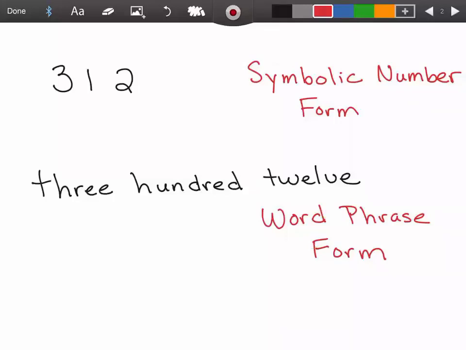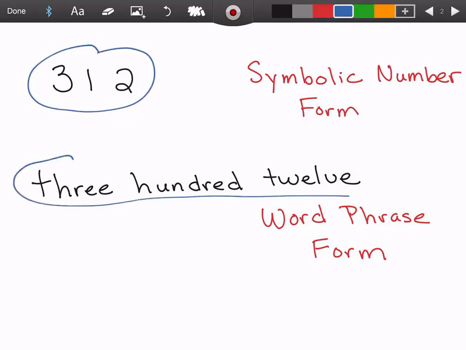Hi, in this video, we'll talk about how to convert a number from symbolic number form to word phrase form, or how to convert a number from word phrase form into symbolic form. Basically, if we look at this number here, it represents the number 312. So that's how we would say the number, or that's how we'd write the number if we wanted to write it out in words.